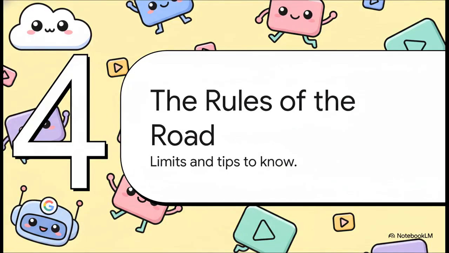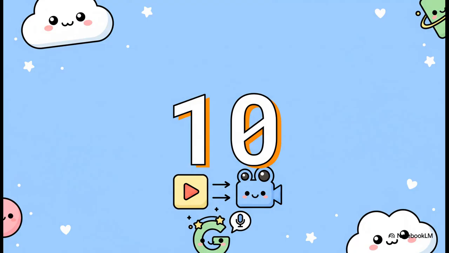Now, before you go and try to convert that giant 200-slide presentation, we need to talk about a few rules of the road. Don't think of these as roadblocks, though. They're more like guardrails to help you make the best video possible without running into any trouble. The most important rule to remember: 10. Your final video can only be a maximum of 10 minutes long. That's a hard limit, and honestly, it's there to help you keep your message tight and focused.